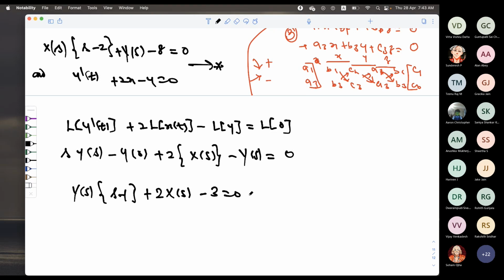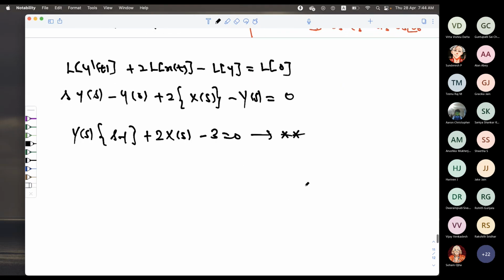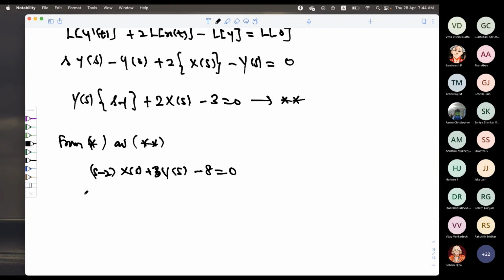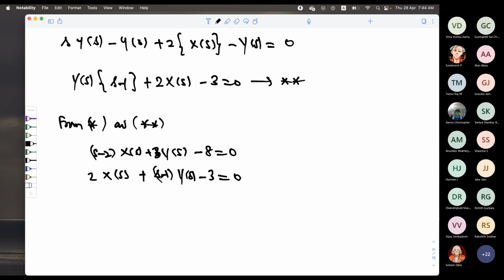So from the star and double star equations, we consider that s minus 2 times x of s plus 3 times y of s minus 8 equals 0, and then 2 times x of s plus s minus 1 times y of s minus 3 equals 0. Sir, how to solve these equations?